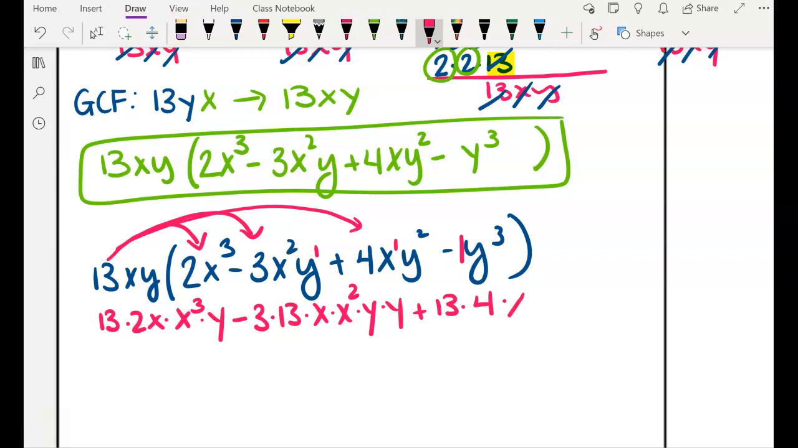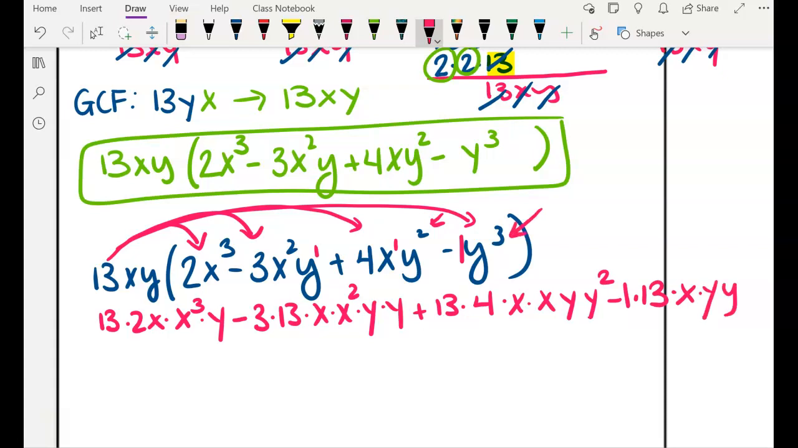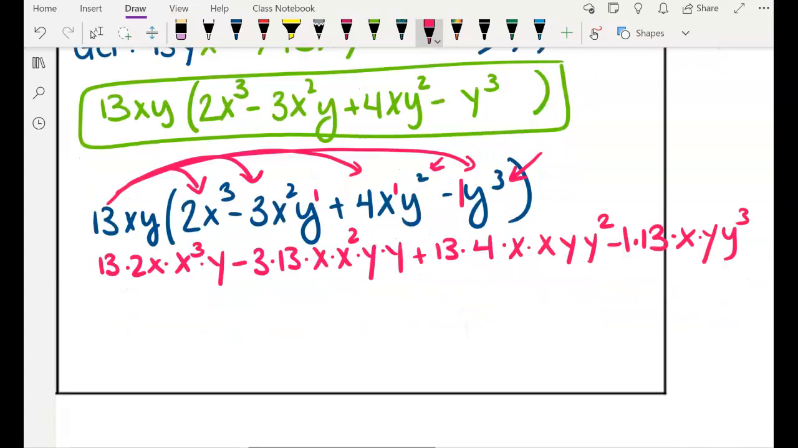We have an x on the outside, 1x on the inside, and then a y on the outside, and 2 y's on the inside. And last term is this little guy over here, minus 1 times 13. We have an x on the outside, a y on the outside, and a y third on the inside. All right, so let's see what we are going to end up with.